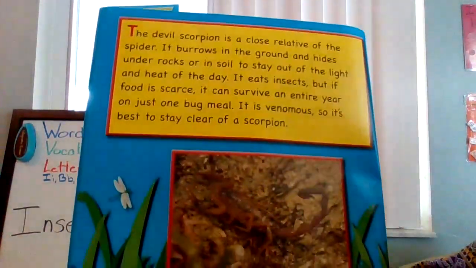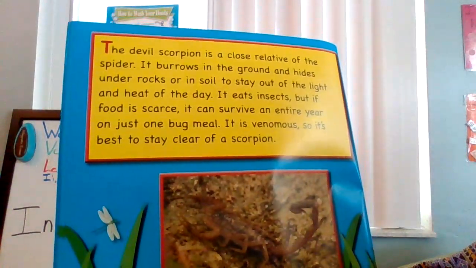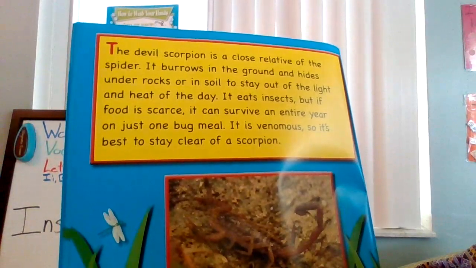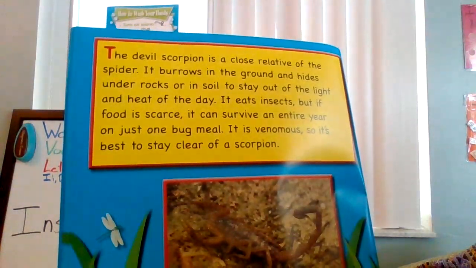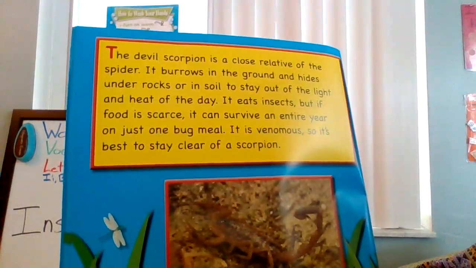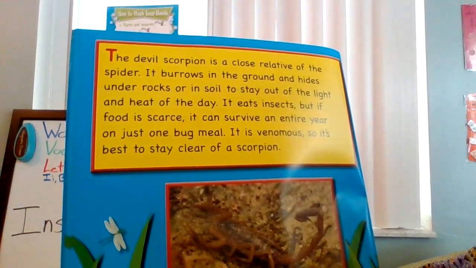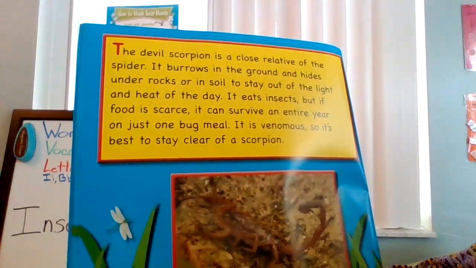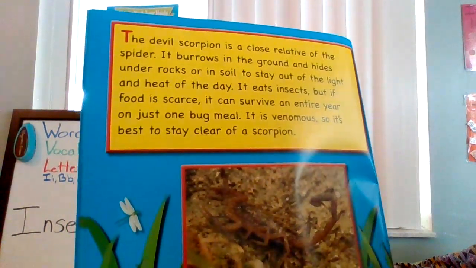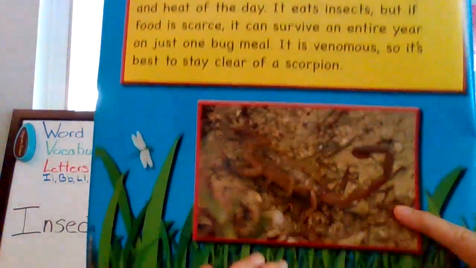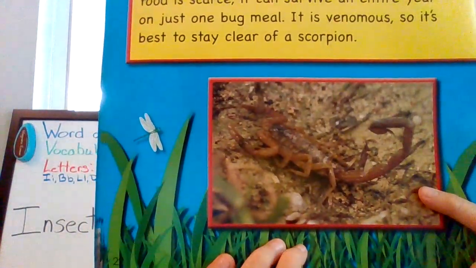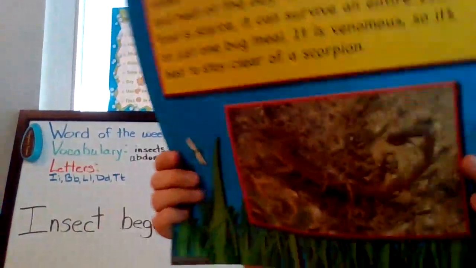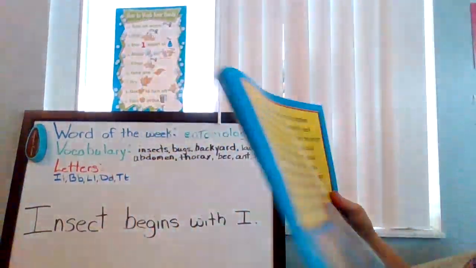The devil scorpion is a close relative to the spider. It burrows in the ground and hides under rocks or in the soil to stay out of the light and the heat of the day. It eats insects, but food is scarce. It can survive an entire year with just one bug meal. It is venomous, so best to stay very clear. Venomous means poisonous, and it can eat one bug a year and live. Wow. Don't go buy those. If you see one, don't go buy it.